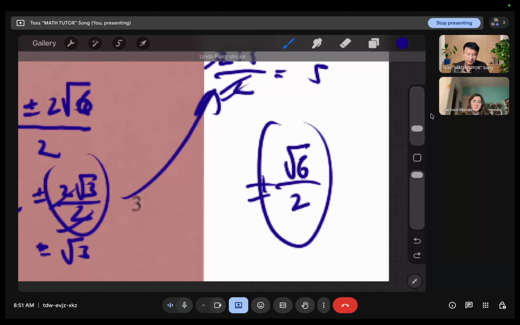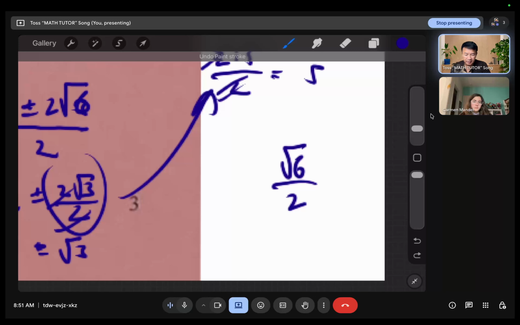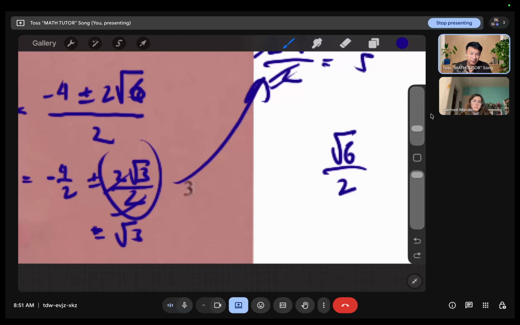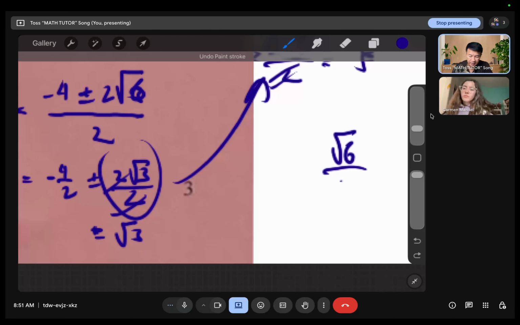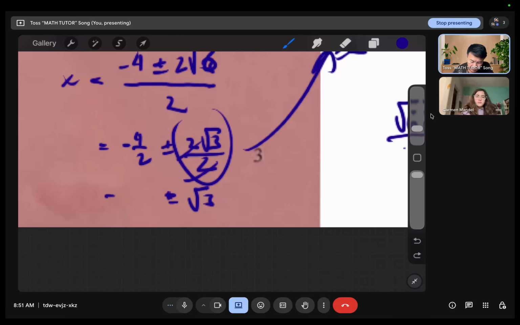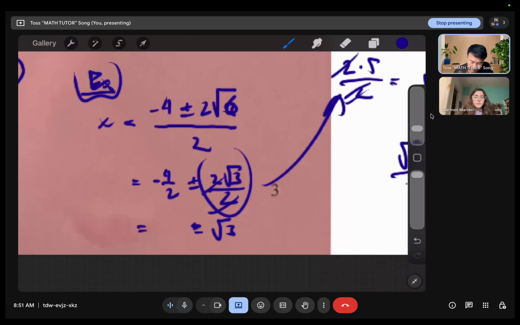You cannot do it. They're not like terms because the 2 is not inside the root. Anyway, the final answer for this one that I made up will be a minus 2 plus or minus root 3, like that.